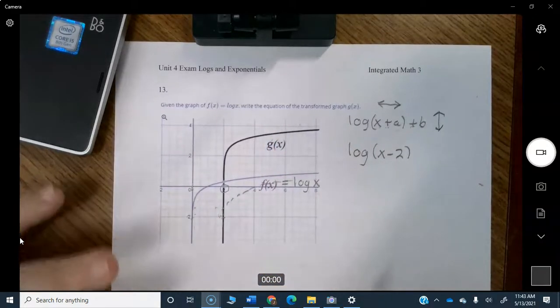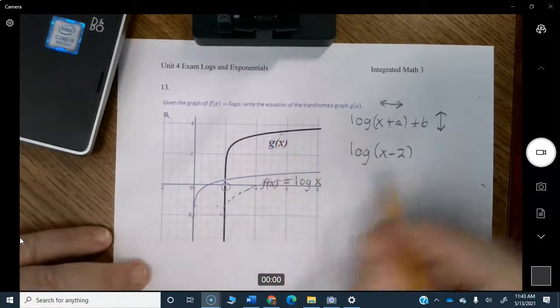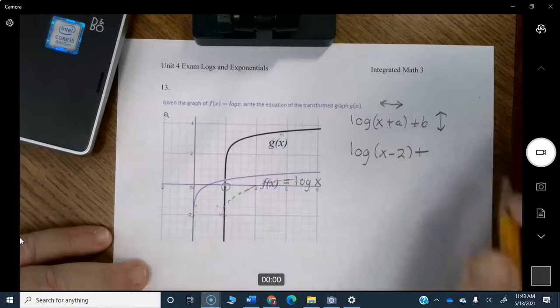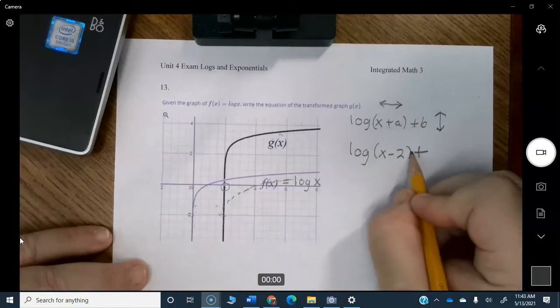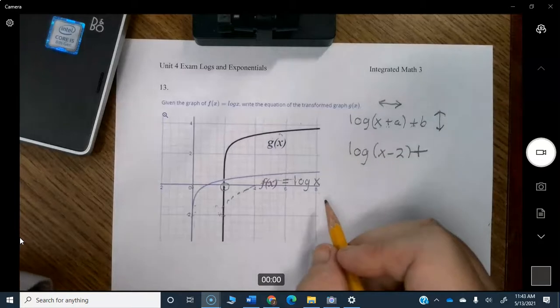All right, now that's the one that it seems like it is. If you're going up, that's going to be a positive, so we can put a plus sign right there. That's a plus sign. Okay? Now, how much? The only thing is how much, and it's really hard to tell.